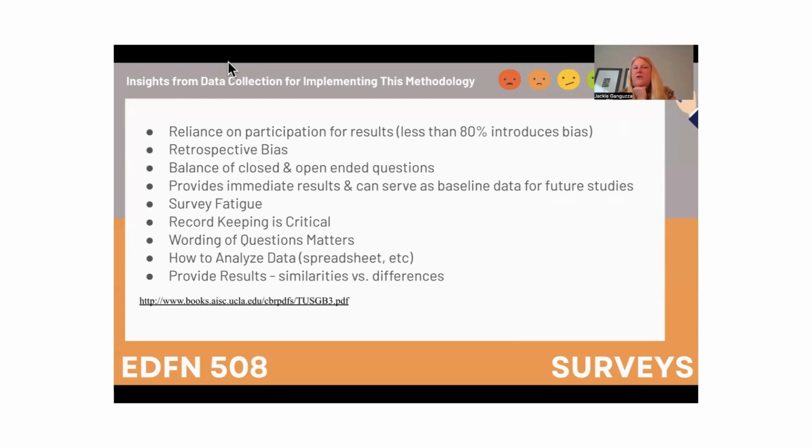And then also, when you're thinking about your participants, if you're going back in time, it's called retrospective bias. So if you're asking people to go back in time to when they were a child, you're relying on their memory. So that might not always be 100% accurate. Also, another thing with surveys is that if you have less than 80% participation from your respondents, that's introducing bias if you're not accounting for 20%, right?